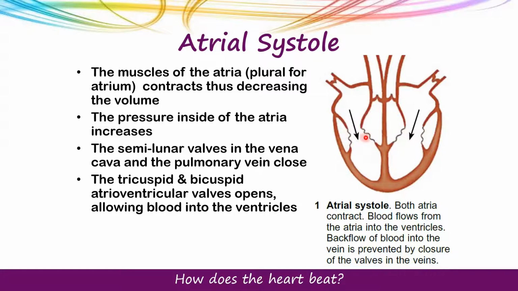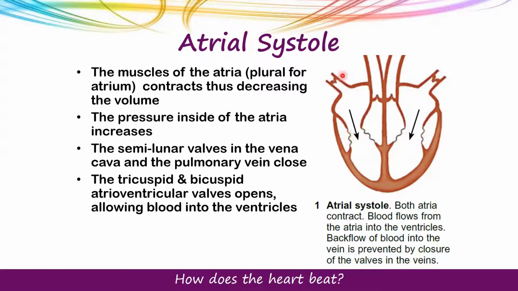But the tricuspid and the bicuspid valves are open because the atria are contracting. The blood has to be pushed from the atria into the ventricle, right? So these atrioventricular valves are open, and this will allow the blood to move from the atria into the ventricle. This is what we call atrial systole. Both the atria contract, blood flows from the atria into the ventricles, and again, backflow of the blood into the vein is prevented by the closure of valves in the veins, right?